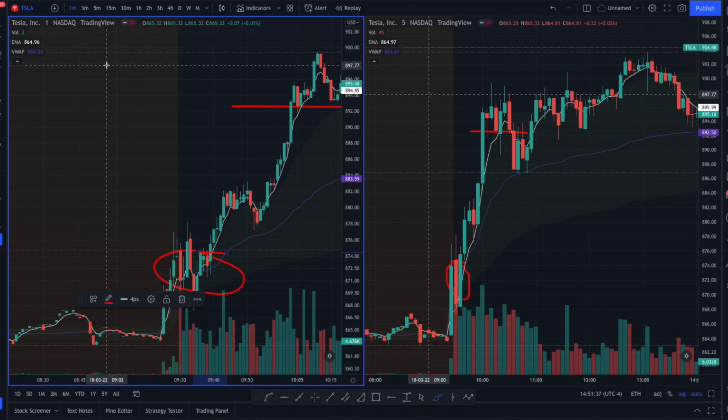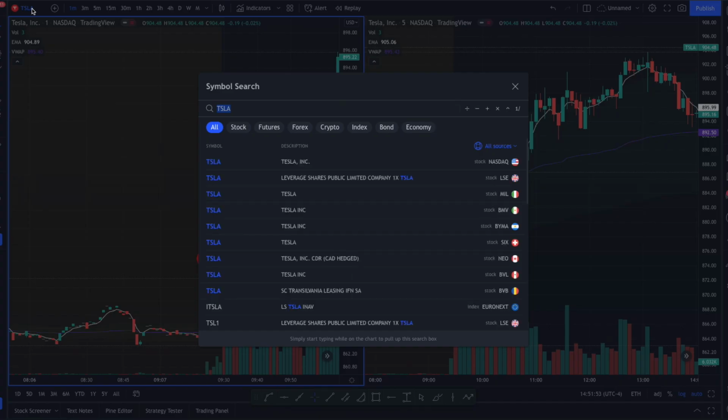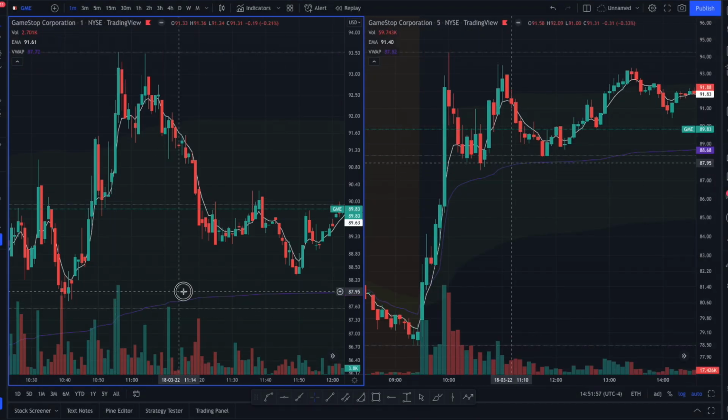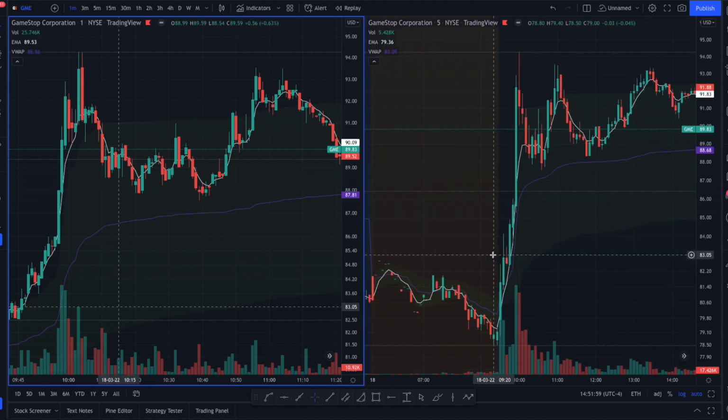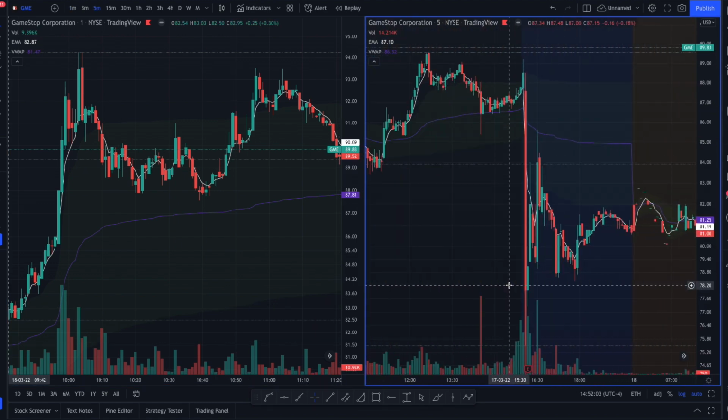This is a very simple strategy for anyone to use, it's very easy to execute, and you just have to follow the discipline of it. So enter on the 1 minute and exit on the 5 minute. And if you want to go short, let's find a stock that we want to go down on. Let's say we look at GME over the past couple of days, and we want to use the same strategy here.